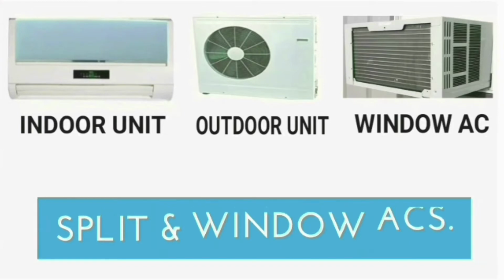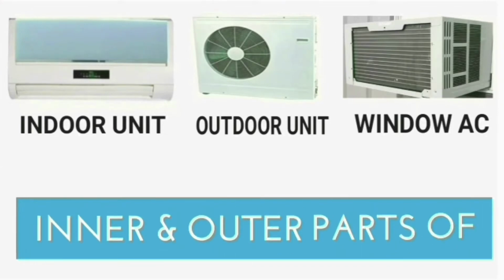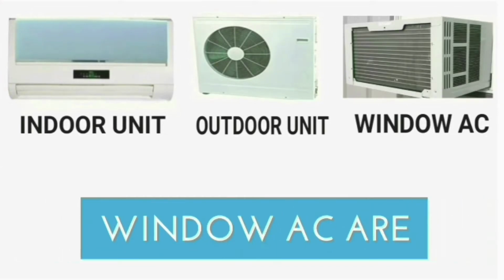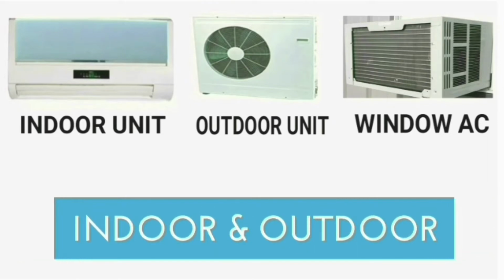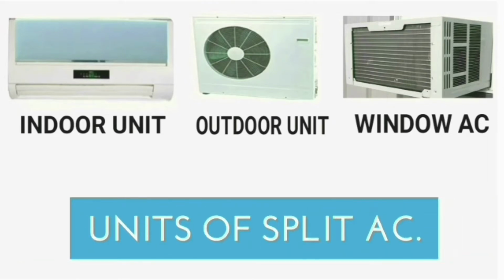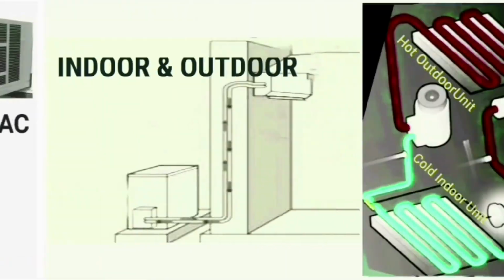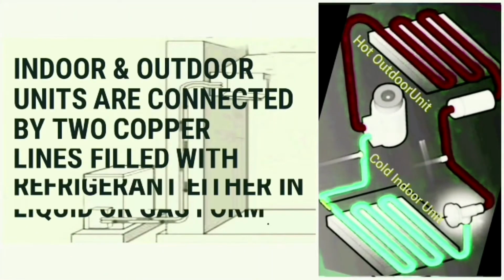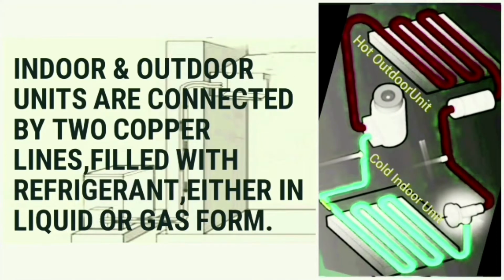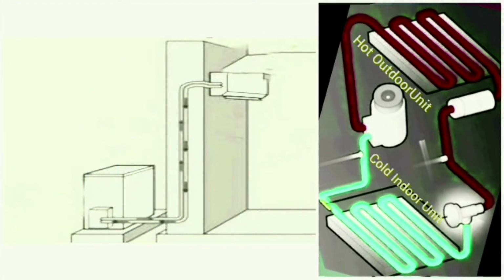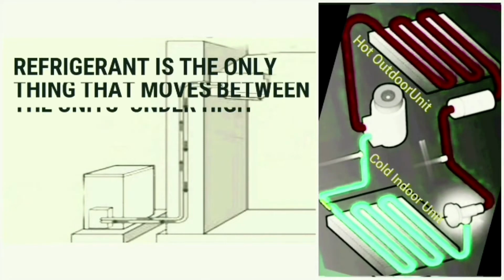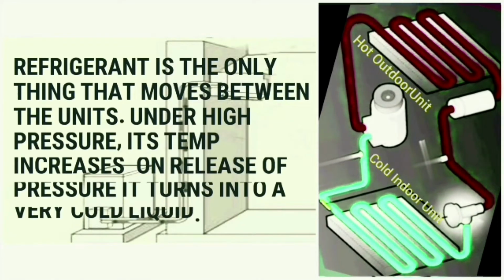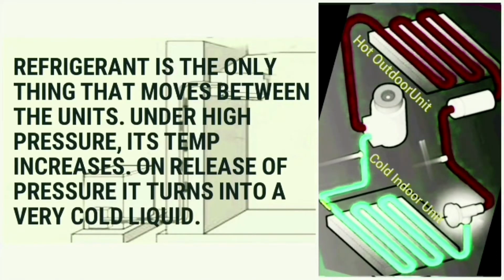Basically, there is no difference between split and window ACs. Inner and outdoor parts of window AC are indoor and outdoor units of split AC. Indoor and outdoor units are connected by two copper lines filled with refrigerant either in liquid or gas form. Refrigerant is the only thing that moves between the units.